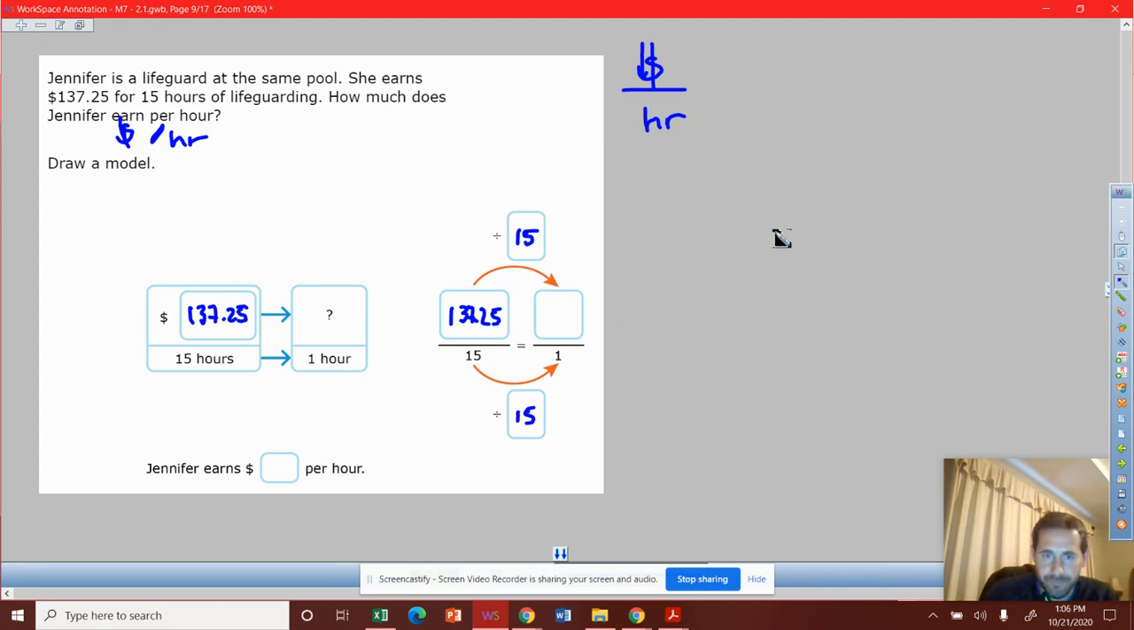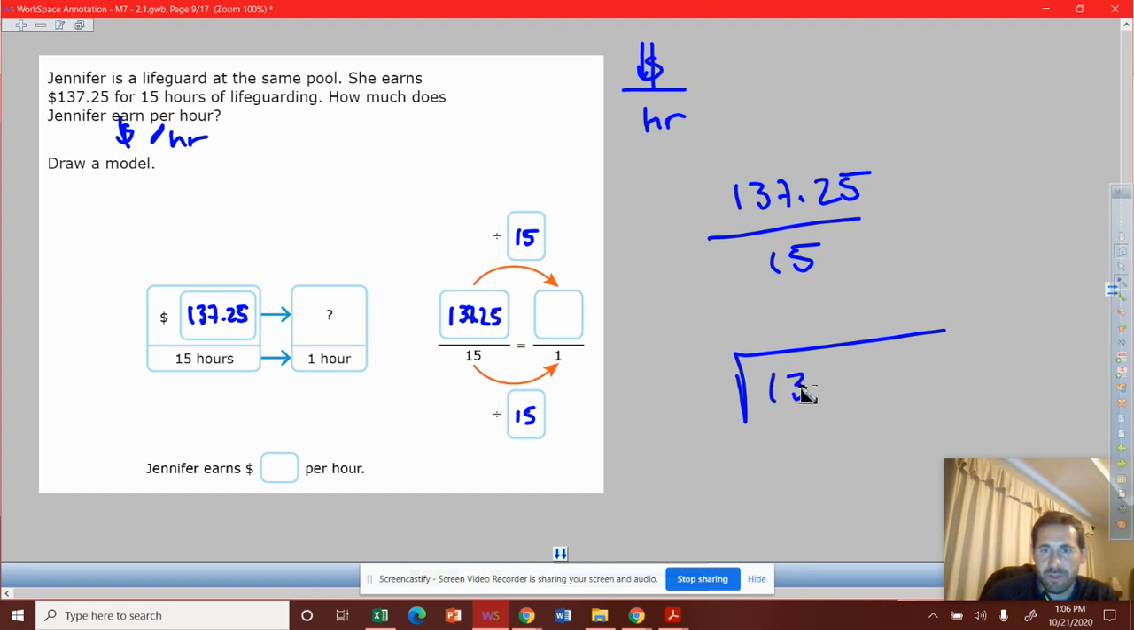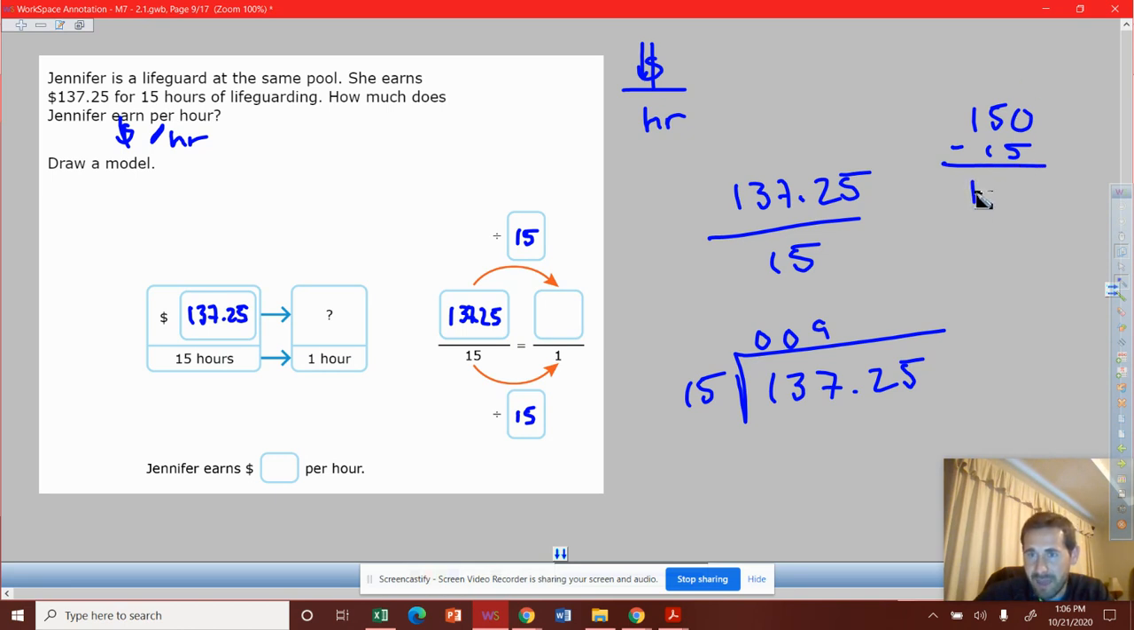So we're going to take 137.25 divided by 15. We're going to do our long division. 137.25 and 15. How many 15s go into 1? 0. How many 15s into 13? 0. How many 15s into 137? 9. What I did there is I did 150. 150 would have been a perfect 10, and then you subtract one of those 15s, and you would be at 135. So that's what 9 of these would be. So 135.